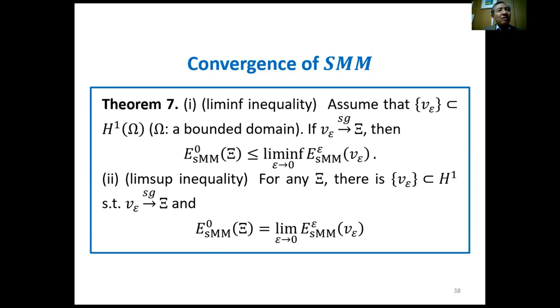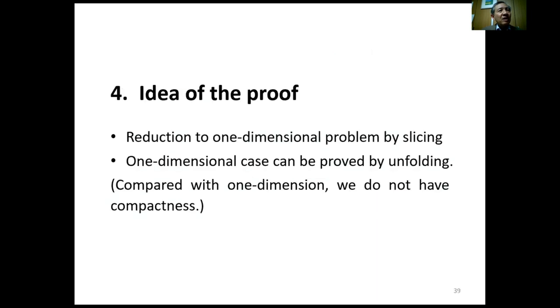So the result is weaker. I think time is not enough, so I would like to skip the detailed proof. The idea of the proof for the higher dimensional case is, anyhow, reduction to a one dimensional problem by a slicing argument. Of course it's involved, but the idea is somewhat related to, for example, the paper of Fonseca and Liu.